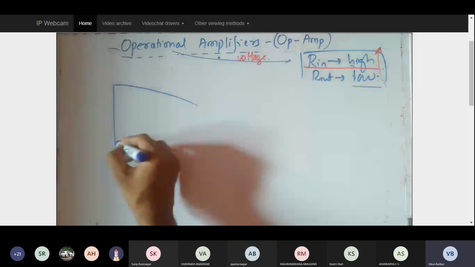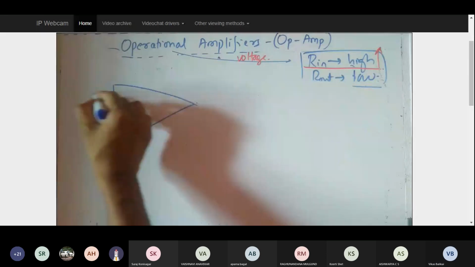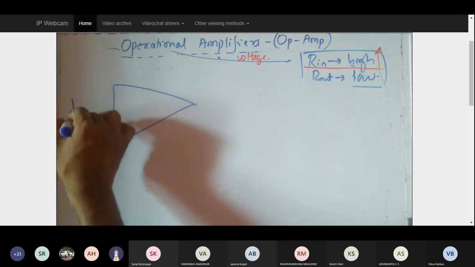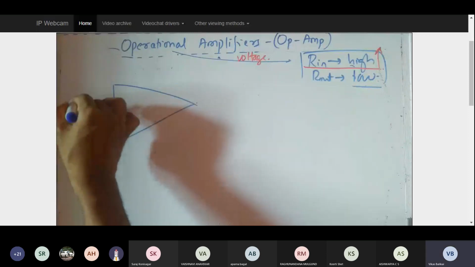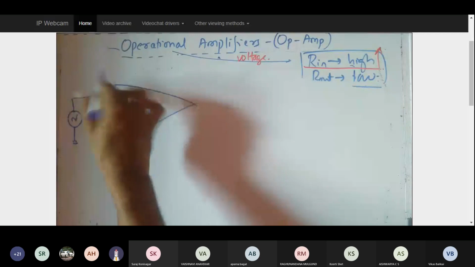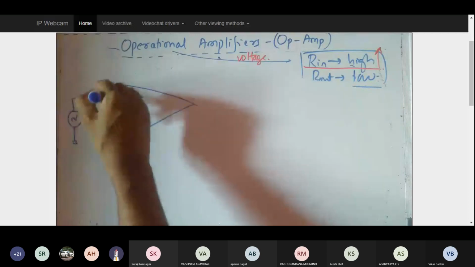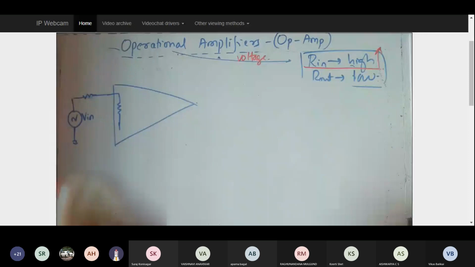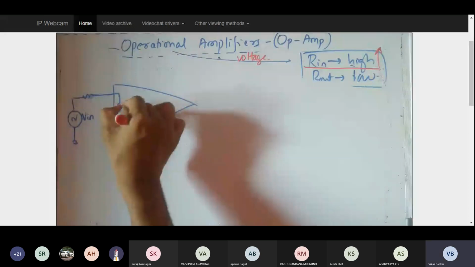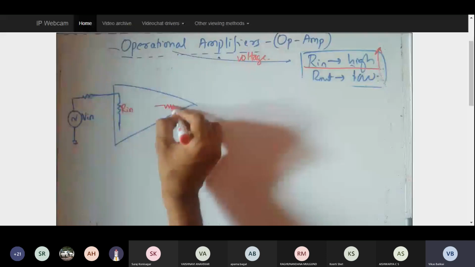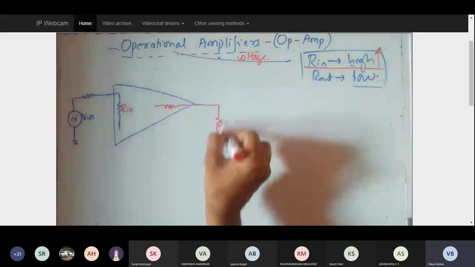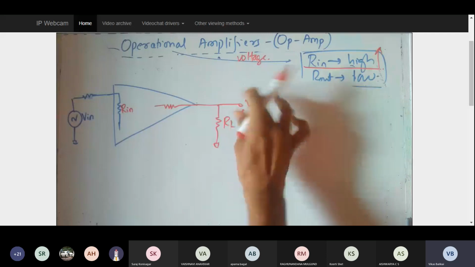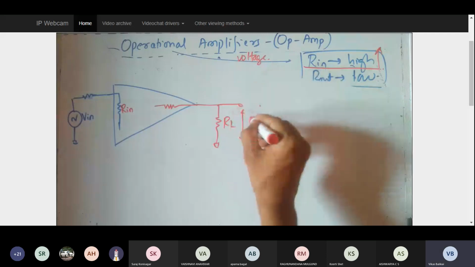So let's say I have Vin, and here is my Rin, and here is my output, and here is my load resistance, and across the load only I'm going to consider the output, which is over here. So I'm going to consider the output. This is my Rout.